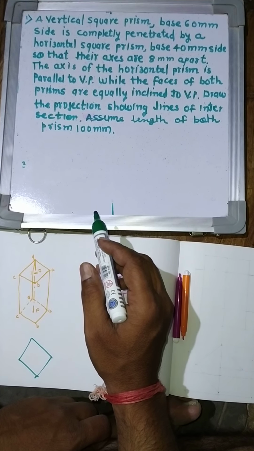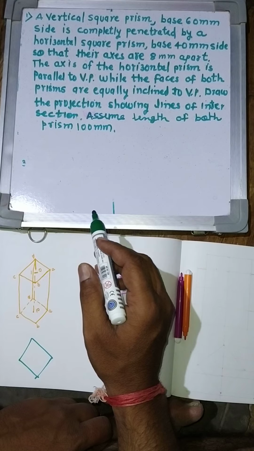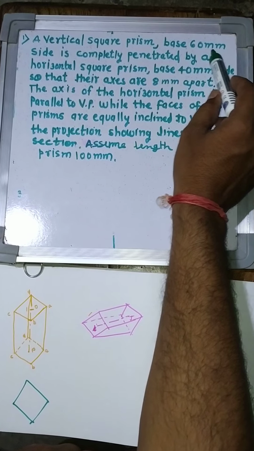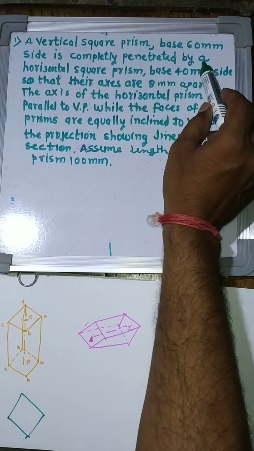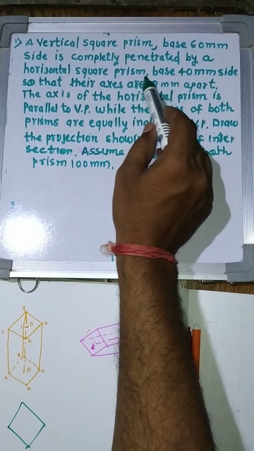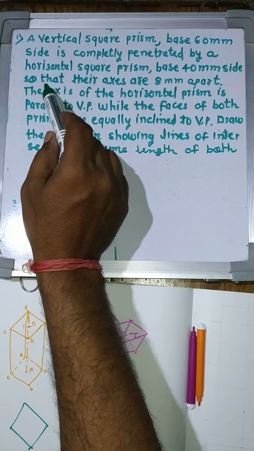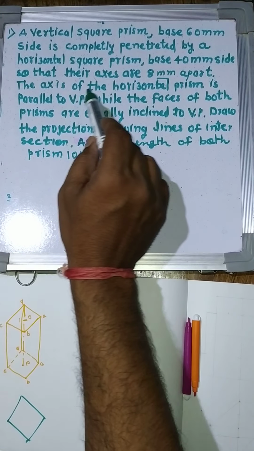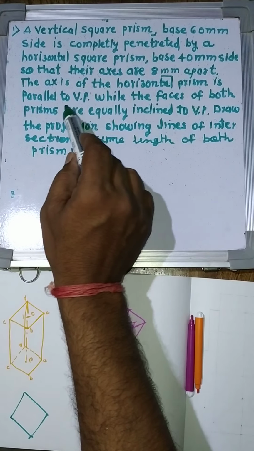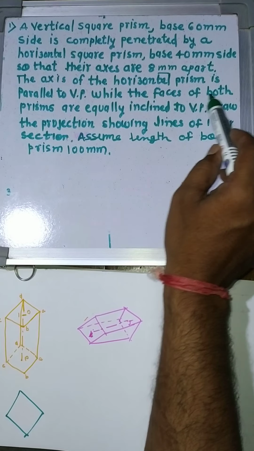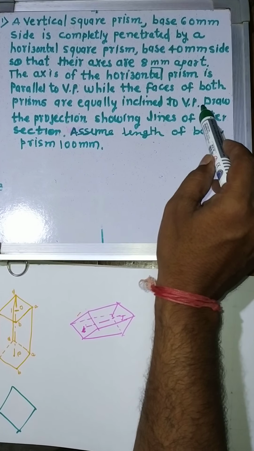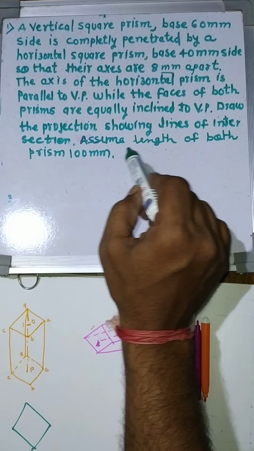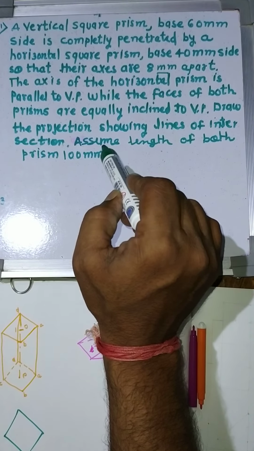So today we will have a discussion of the intersection of solids. Now read the problem. A vertical square prism, base 60 mm side, is completely penetrated by a horizontal square prism, base 40 mm side, so that their axes are 8 mm apart. The axis of the horizontal prism is parallel to VP, while the faces of both prisms are equally inclined to VP. Draw the projections showing line of intersection. Assume length of both the prisms 100 mm.